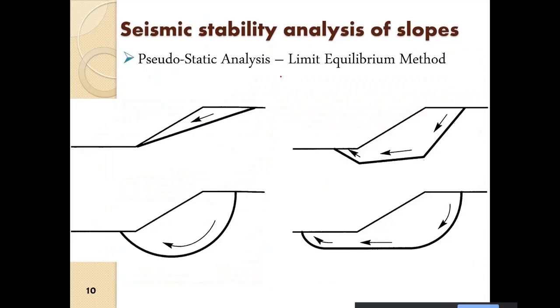When we say earthquake-induced landslides, they can basically be divided into three parts. One is disrupted slides, or we can call it the quick failure type of slides, which involves rock falls or rock slides.